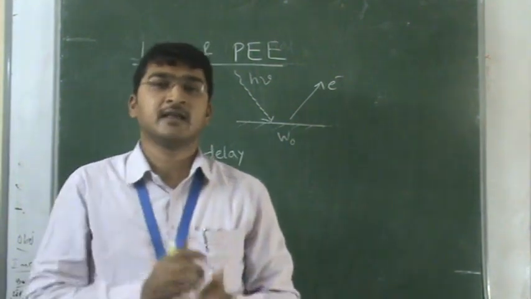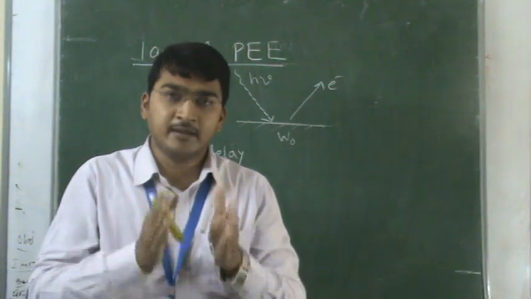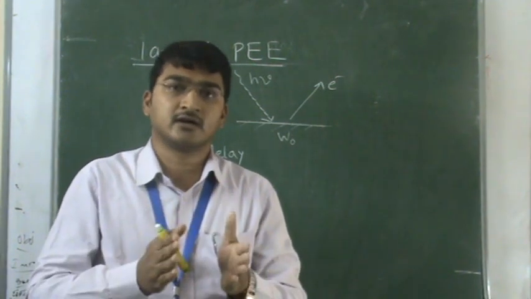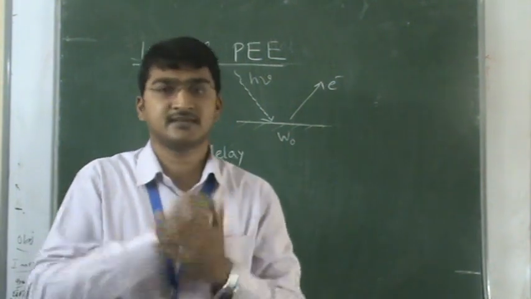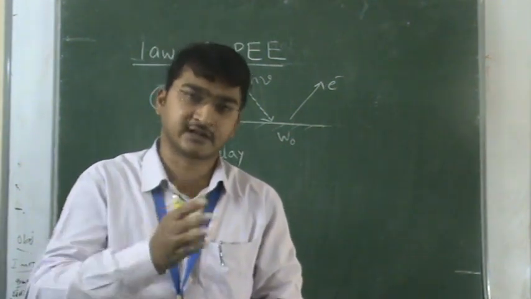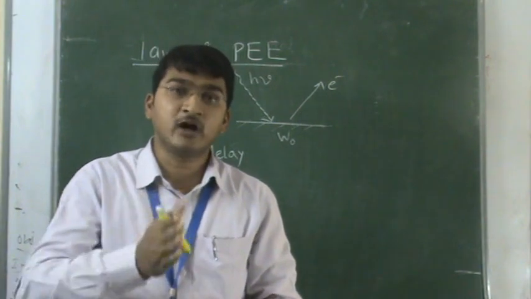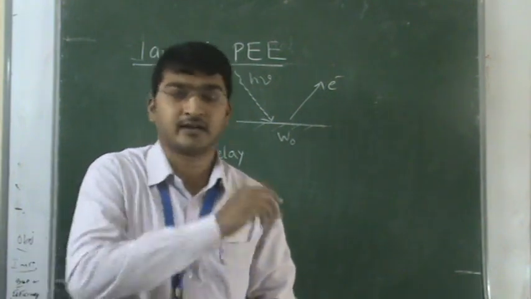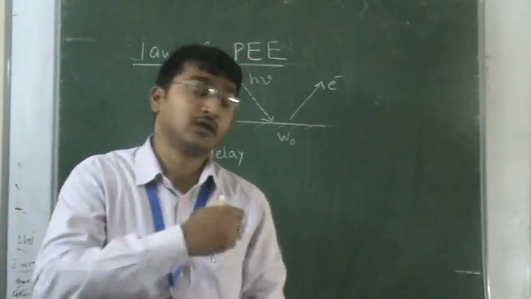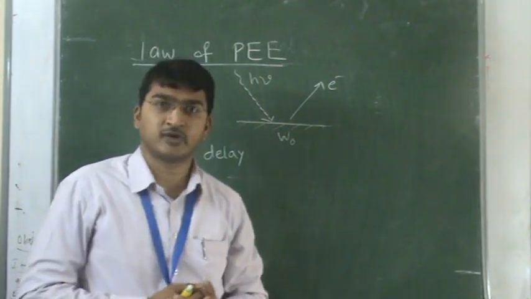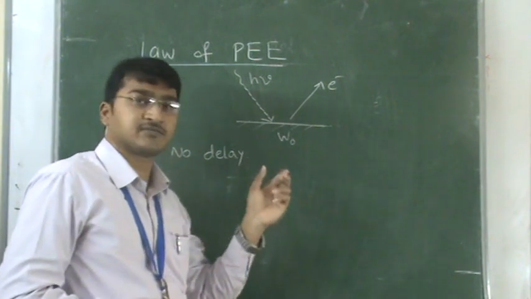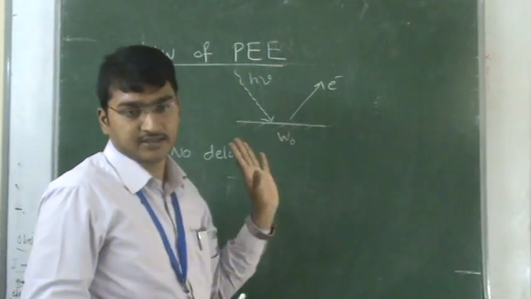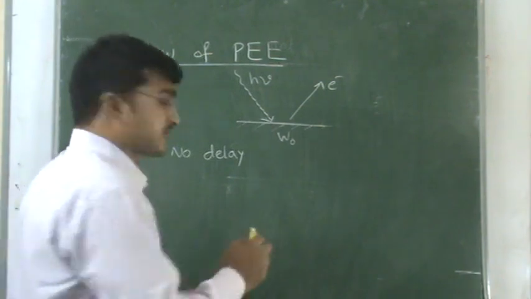What is the first law? There is no time delay of ejecting of electrons when the light falls on the photo plate or photosensitive plate. Got it? So no delay of ejecting electrons from the metal surface when the light falls on it. That's the first point. Next one.